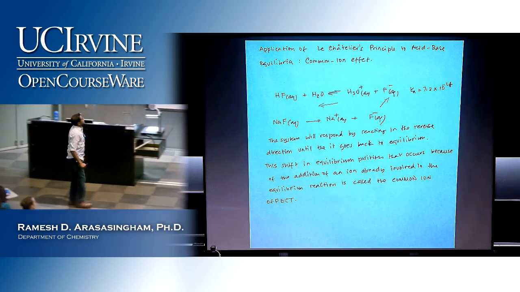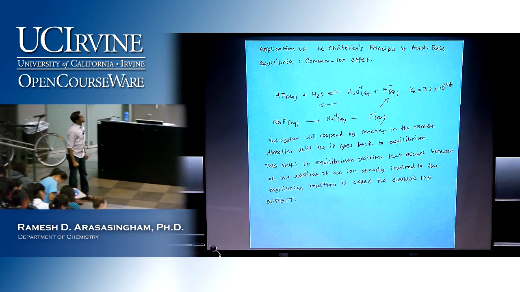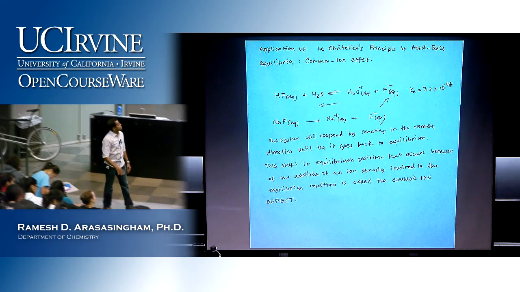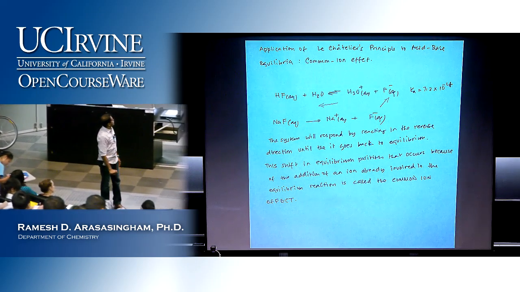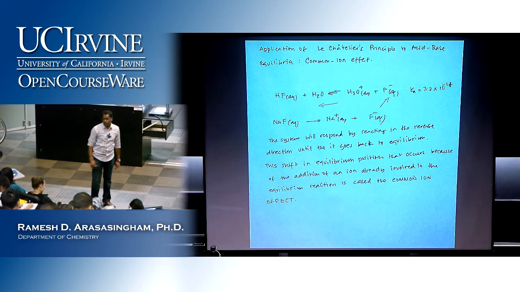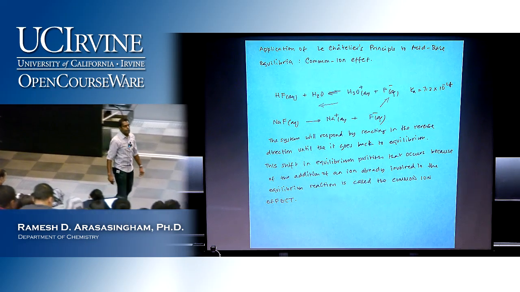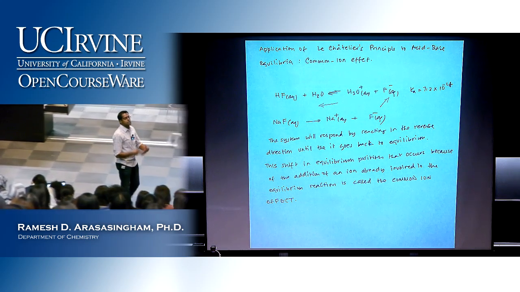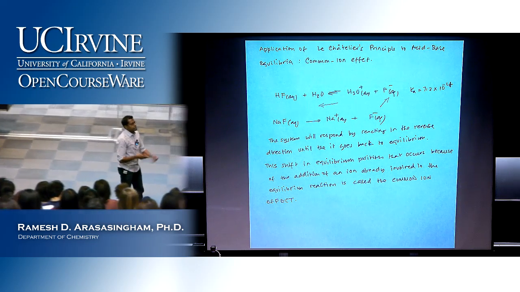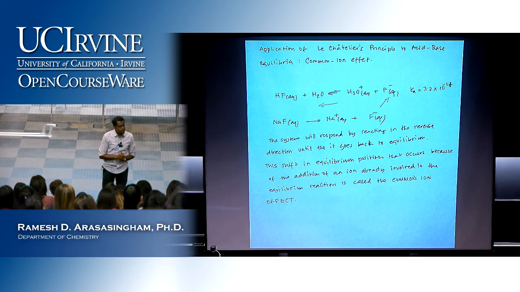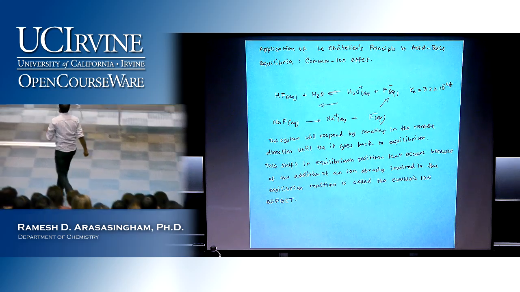So we said the shift in equilibrium position that occurs because of the addition of an ion already involved in the equilibrium is called the common ion effect. So if you're ever asked to explain what you mean by the common ion effect, it describes how the system will respond if you take a system that's at equilibrium and add a common ion to it that's involved in that equilibrium. Okay? So let's take another example.